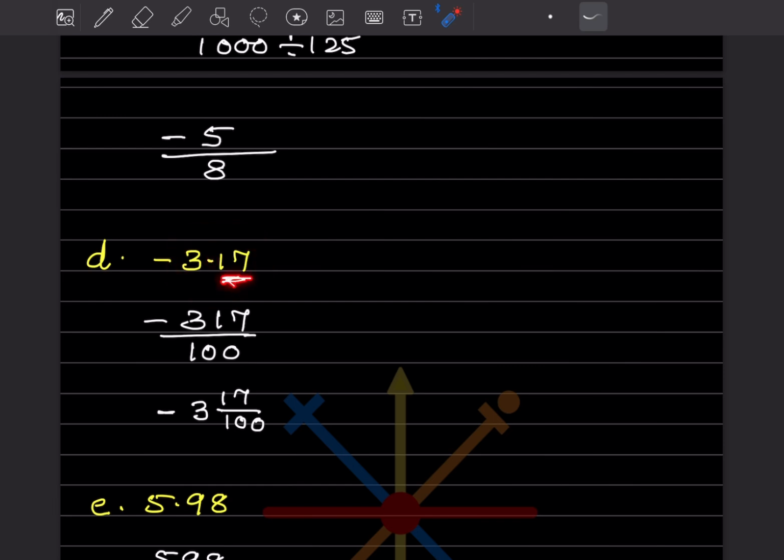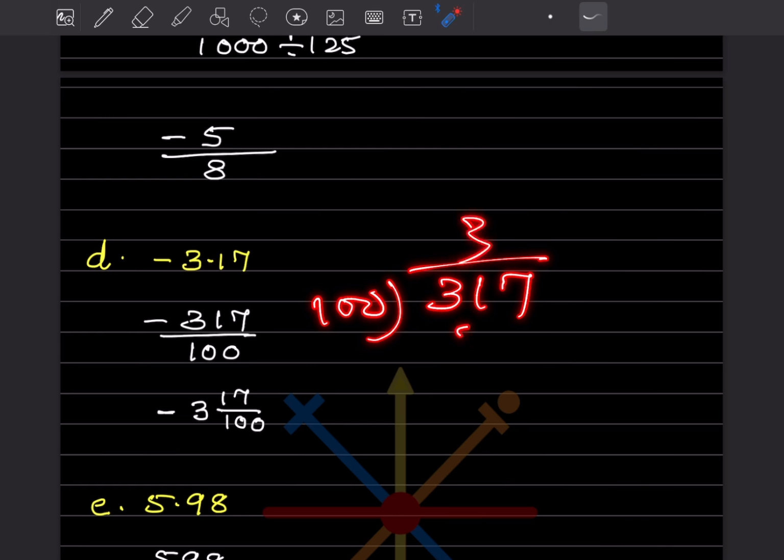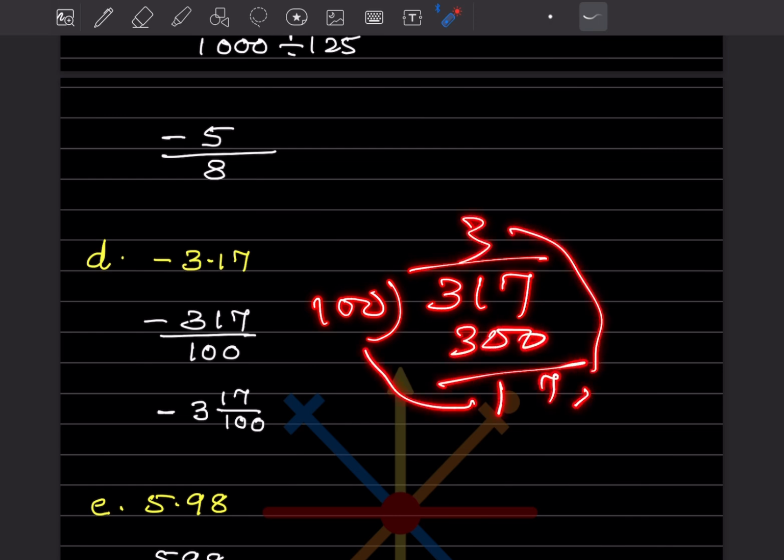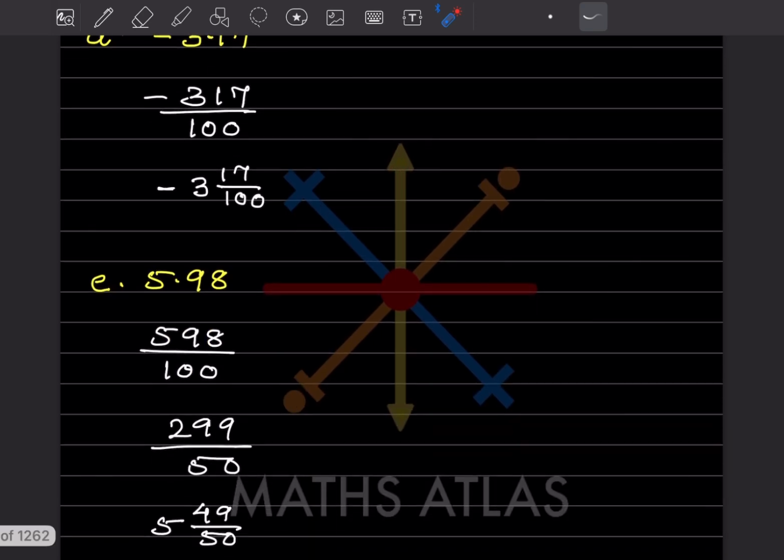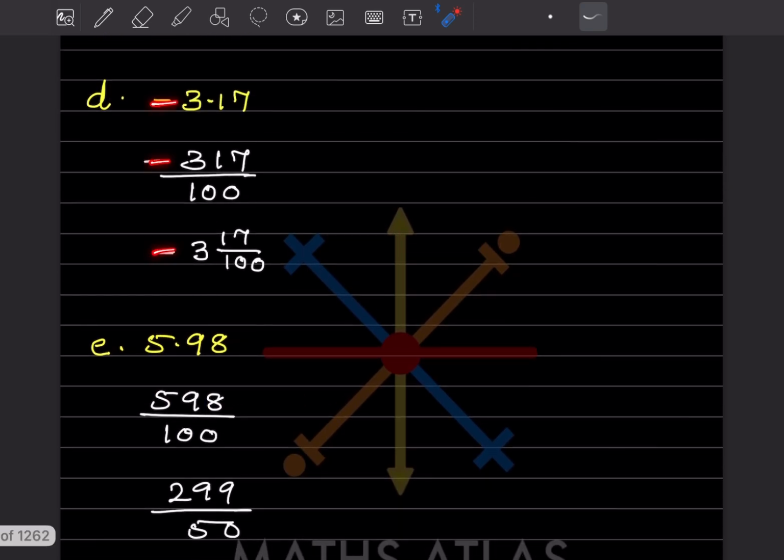There are 2 numbers here, so you are going to divide it by 100. So this is going to be 317 divided by 100. 100 3s are 300, and the remainder is going to be 17. So 3 integers, 17 by 100. This minus sign as it is.